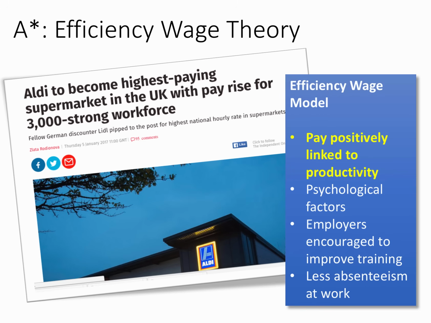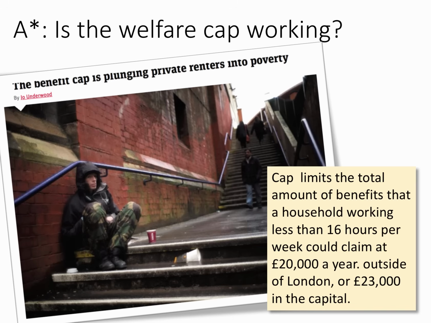Aldi is a really good example. A lot of people think Aldi pays low wages. Actually, the latest evidence suggests that Aldi is one of the best paying supermarkets in the UK. It's a deep discount on price for the consumers, but it pays its workers well above the minimum wage. It's a German company which presumably understands the value of long-term relationships with its workforce.